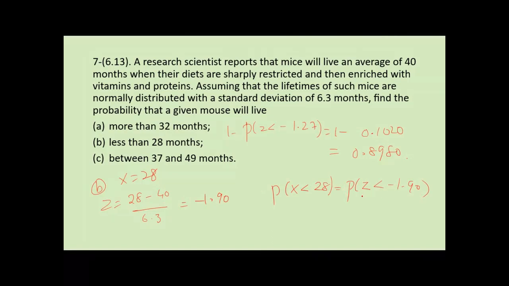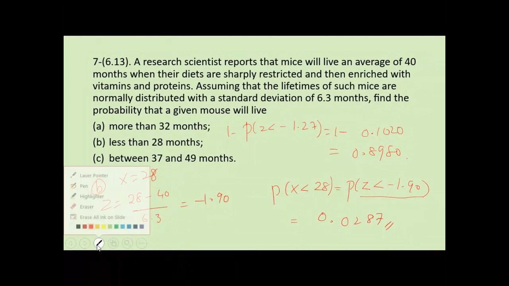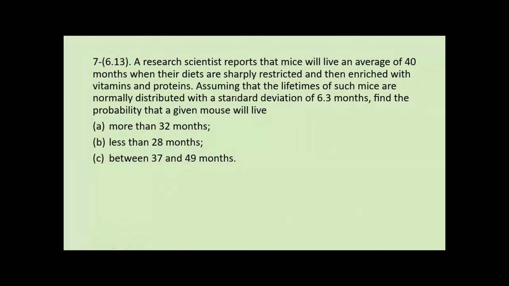Directly find the area to the left side of negative 1.90 from the table. The answer is 0.0287. Verify the table, right? And between 37 and 49, case 3. So when x is 37, what is that? 37 minus 40, where 40 is our average, divided by 6.3. It is negative 0.48.